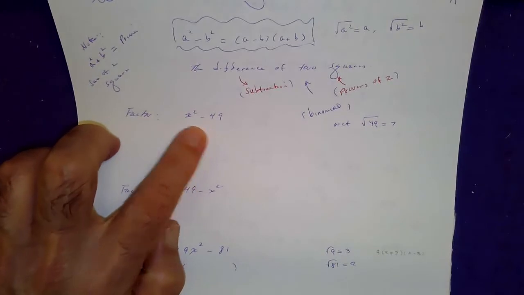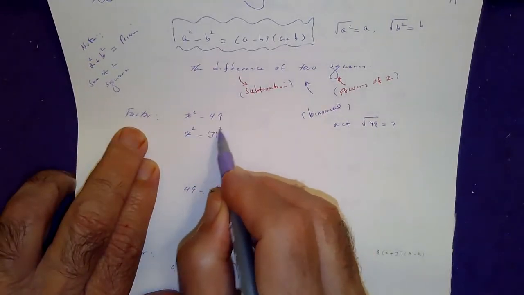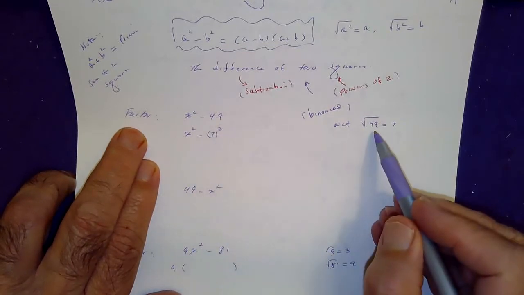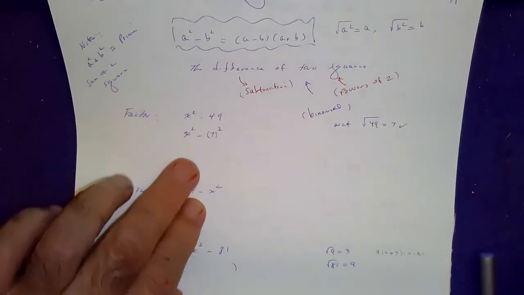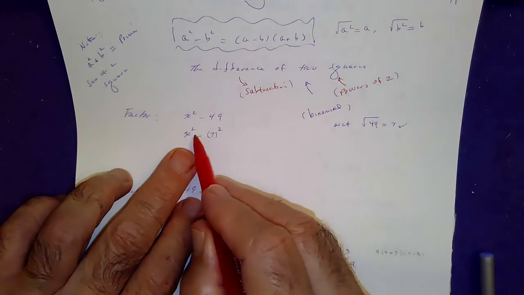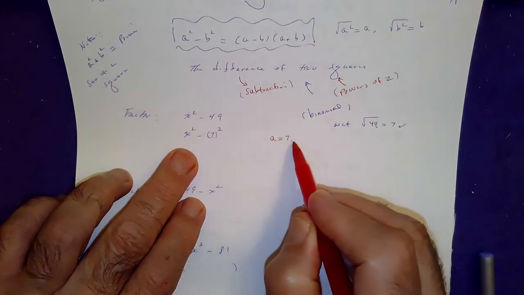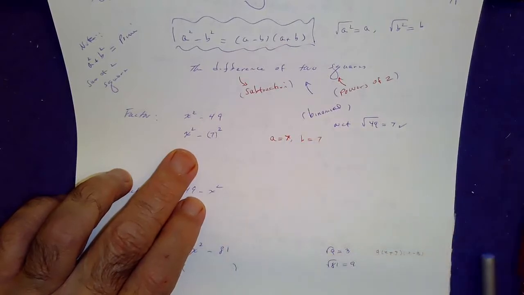So here is a bunch of examples. x squared minus 49. Did you know this is the same as x squared minus 7 squared? How did I know this is 7 squared? I took the square root of 49 and came up with 7. So this is the difference of two squares, where a is equal to x, and b is equal to 7.